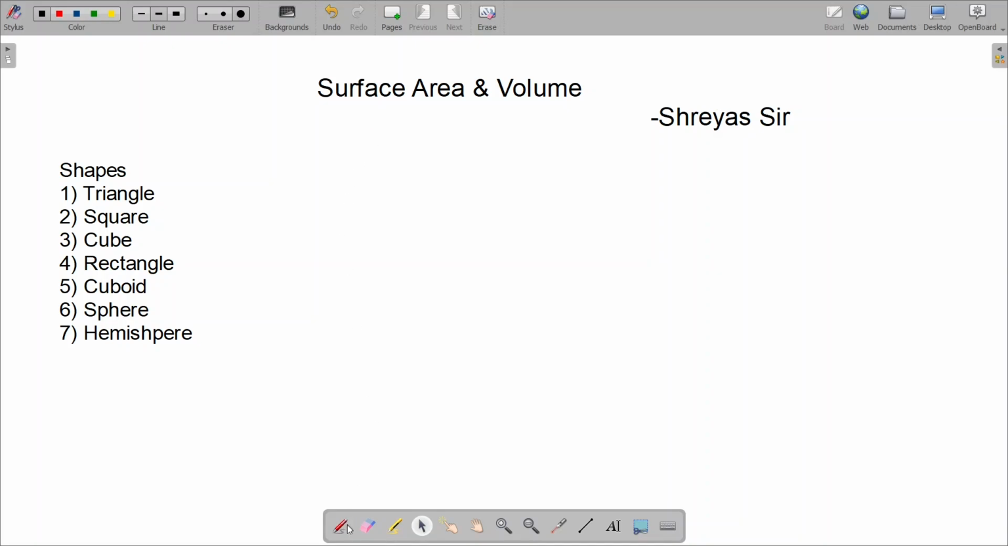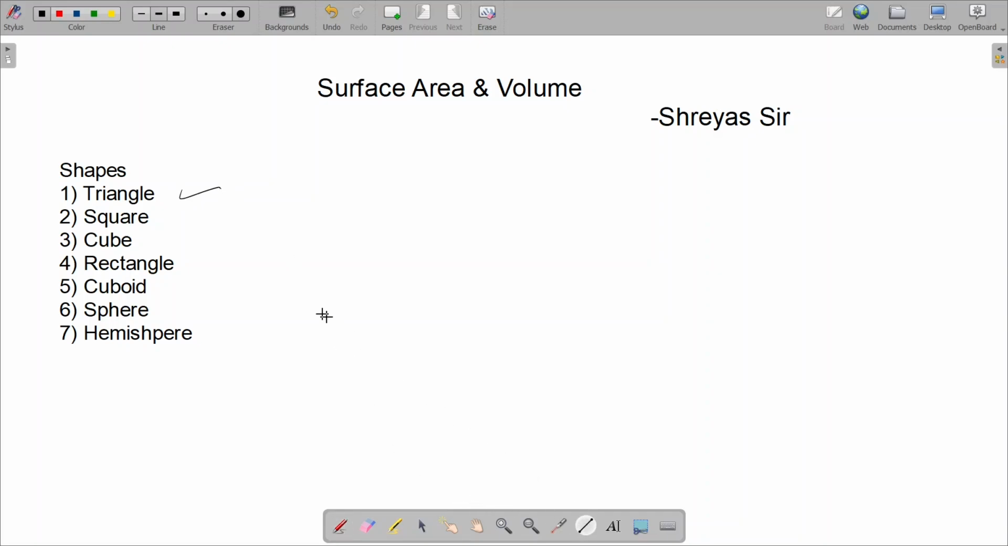And I know many people have doubt in the surface area of all these shapes over here. So I'll go step by step. I will derive and I'll tell you all the formulas of these shapes. I'll tell you some shortcuts about how to learn the formulas of these shapes. So let's start. Okay, the first name on our list is triangle.